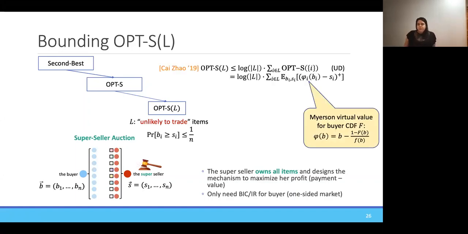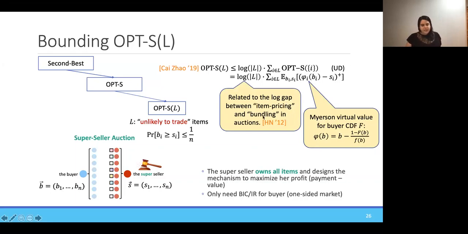What we know from Tsai and Zhao 2019, which is their paper on profit, is that we can bound the optimal super seller of any set by log L times basically selling each item individually. Why is this different from what we already know? The only difference is that it's now profit as opposed to just revenue. So we have the virtual value of the buyer's value minus the seller's cost. This is the Myerson virtual value, and it's the same log gap that we know from Hartline.